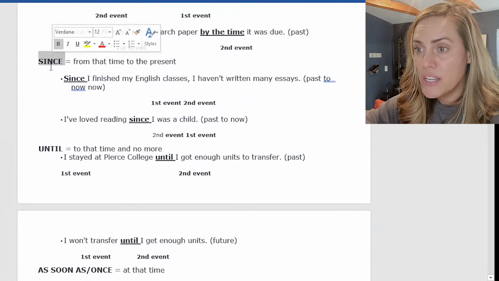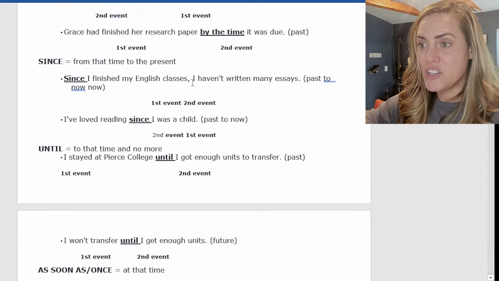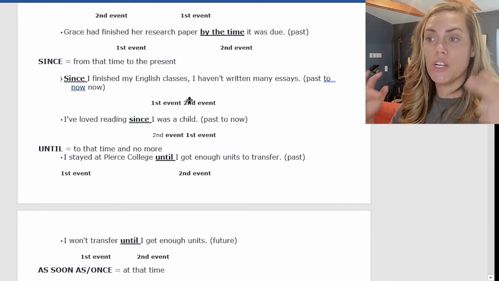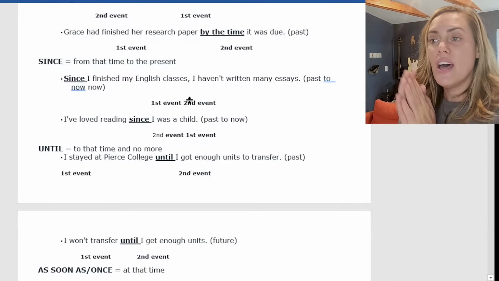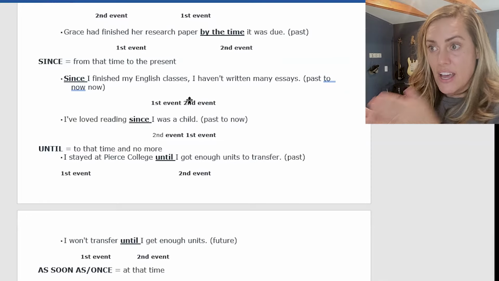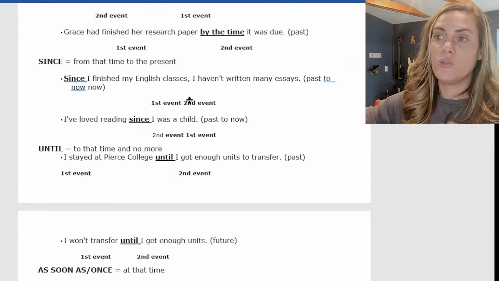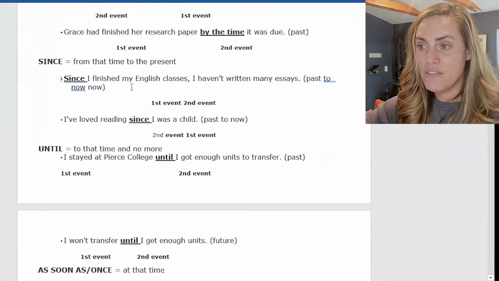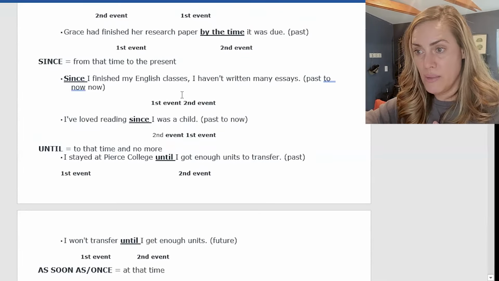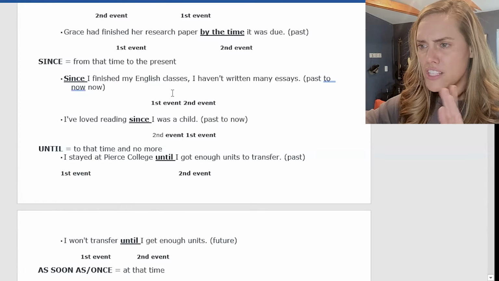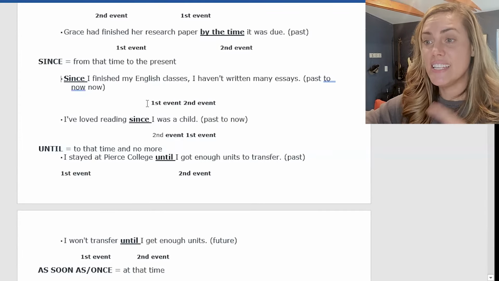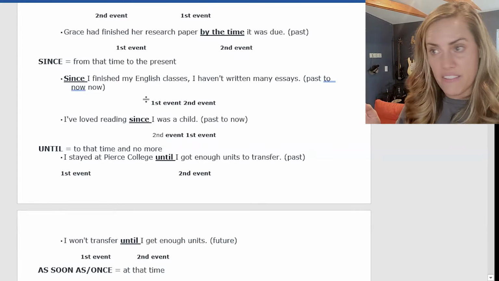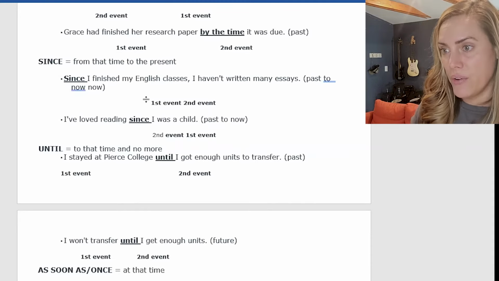Since is a time word. We can say, since I finished my English classes, I haven't written many essays. This word, since, just means from a specific time in the past until now, okay? So that's why we usually use it with the present perfect. Now, sorry, no, that's not what that says. It says, since I finished my English classes. So since that time, I have not written any essays until now, okay?